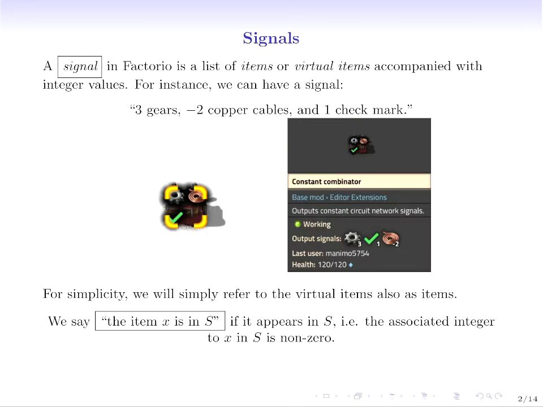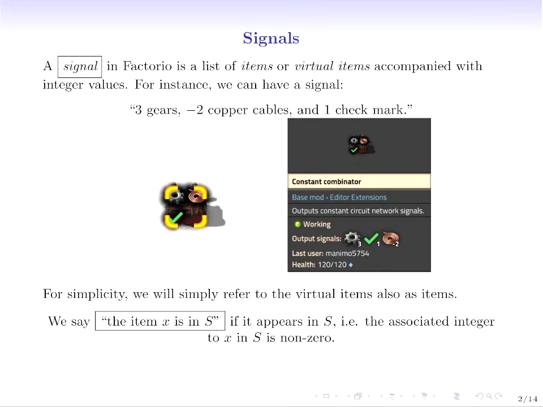Signals is the most fundamental notion in circuit networks. A signal in Factorio refers to a list of items, or what I call virtual items, accompanied with integer values. So what I mean by virtual items here is items like check marks. These are not items you can hold in your hand, but they are allowed in a signal. You can have a signal of 3 gears, minus 2 copper cables, and 1 check mark, as seen in this picture of the game, stored inside a constant combinator.